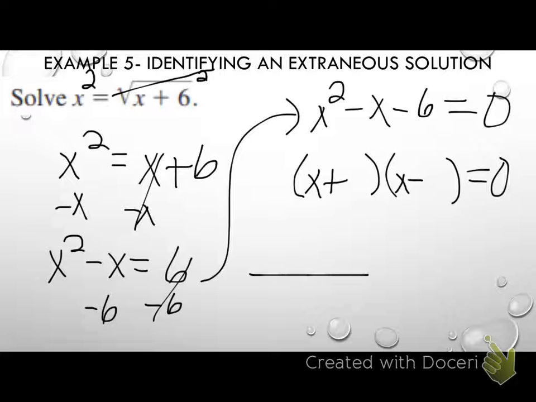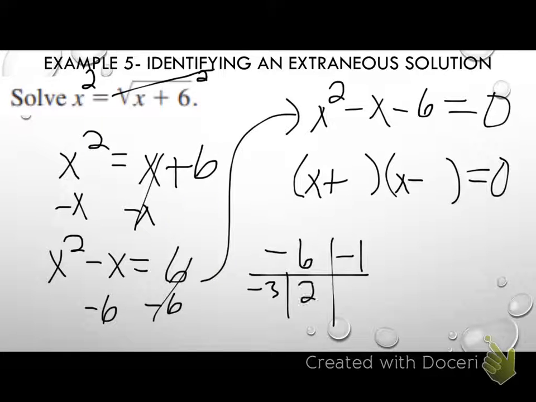And now I can do my T-chart. What goes in this upper left-hand corner? -6. What goes in the upper right-hand corner? -1. So I'm looking for two numbers to multiply to give me -6, to add to give me -1. Someone give me two numbers that multiply to give me -6.